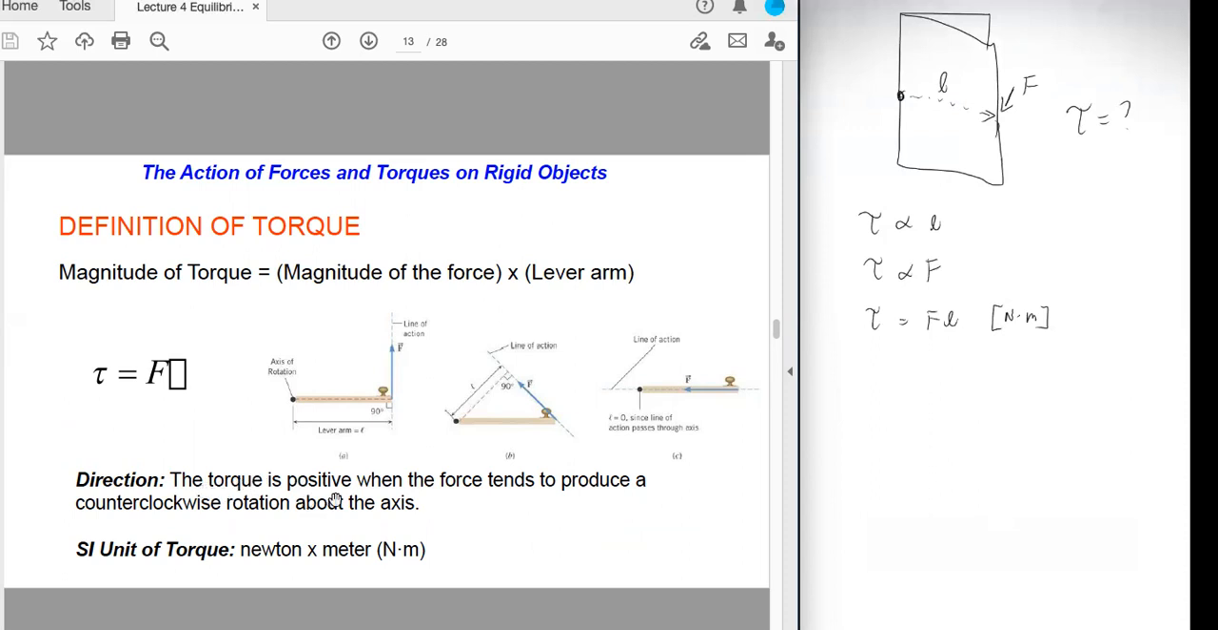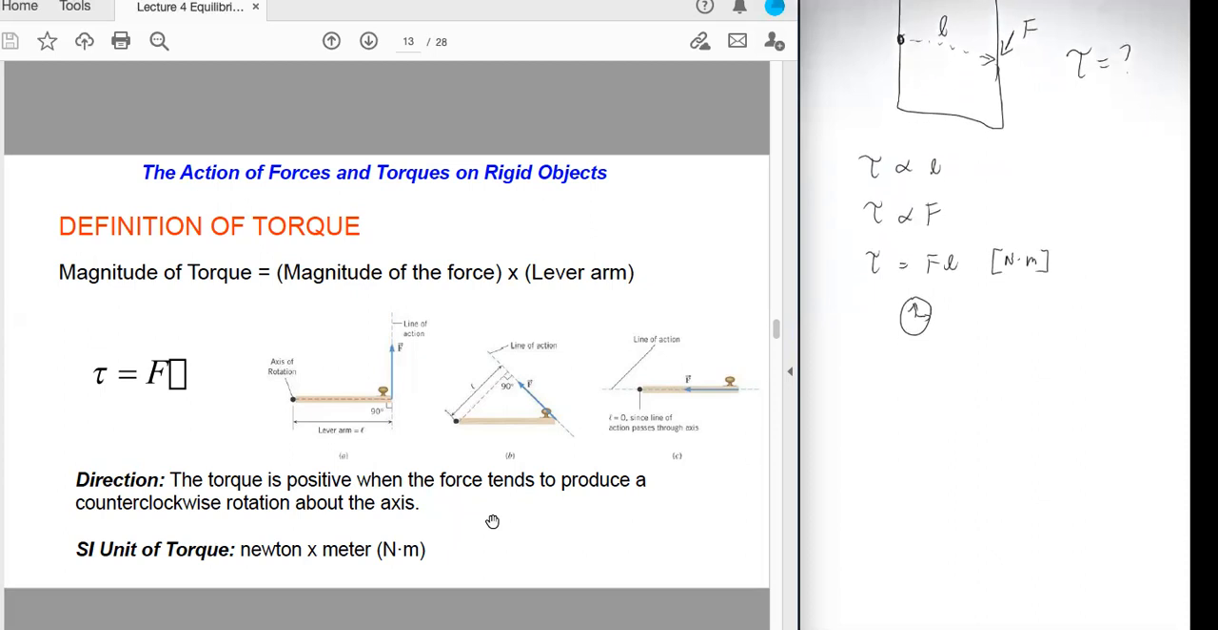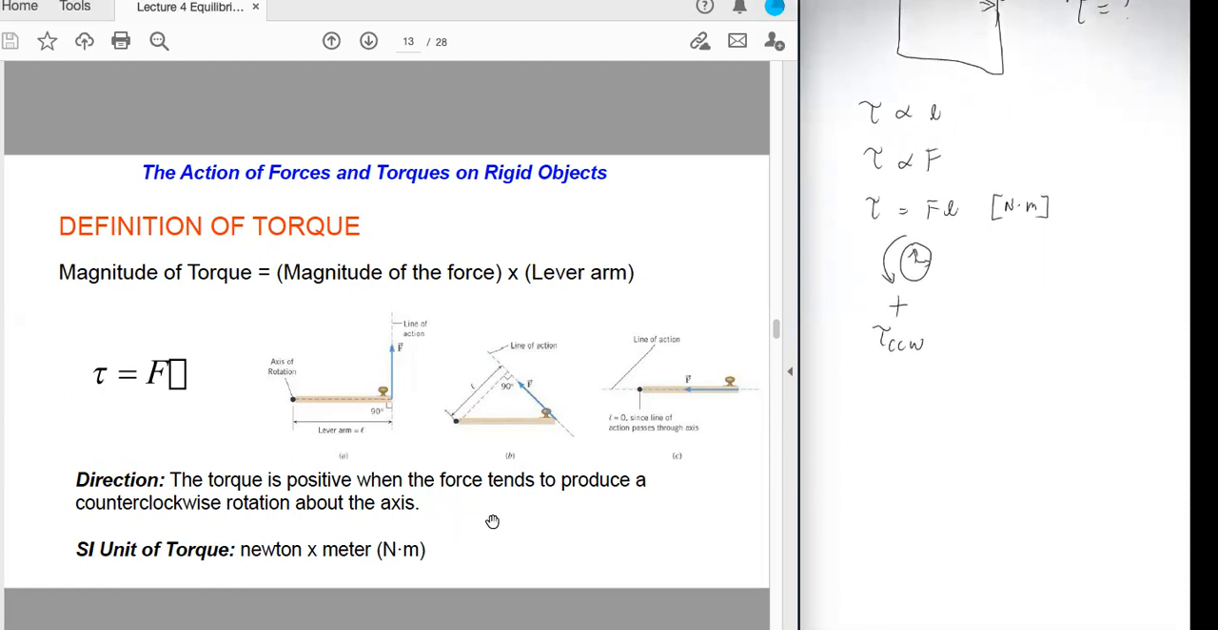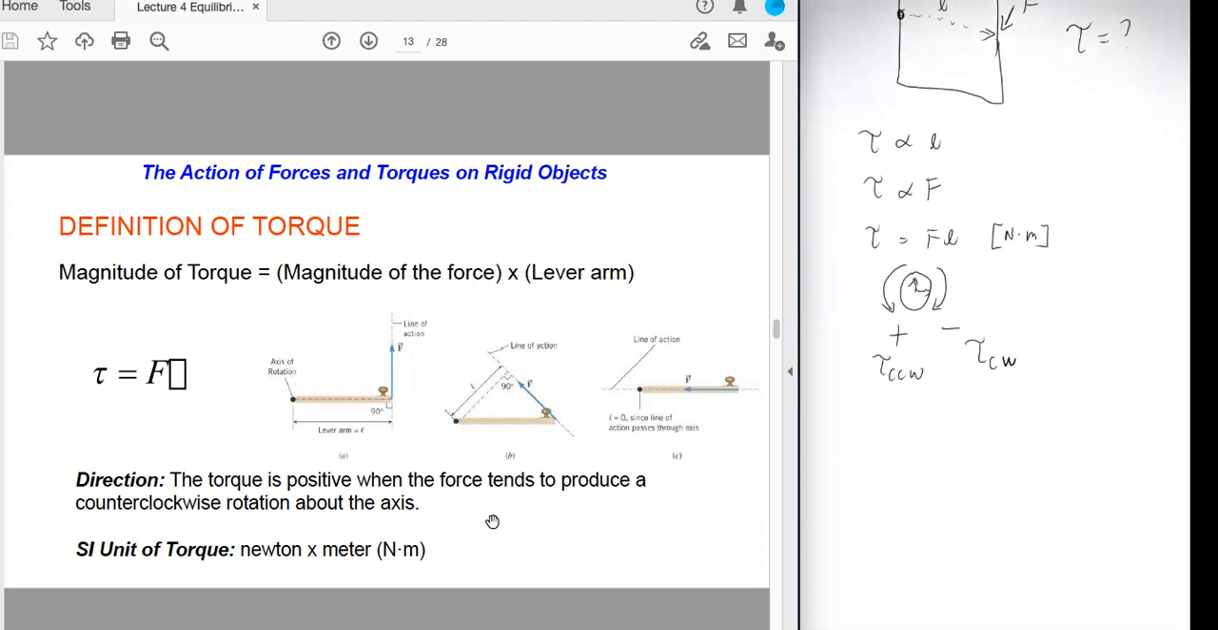So the direction: the torque is positive when the force tends to produce a counterclockwise rotation. Negative naman pag clockwise. Kung ito yung orasan, ito counterclockwise, so positive yan. Pag ganyan naman, clockwise, so negative naman yan. So yun yung convention natin for the direction. Okay? So paano natin gagamitin yung torque?